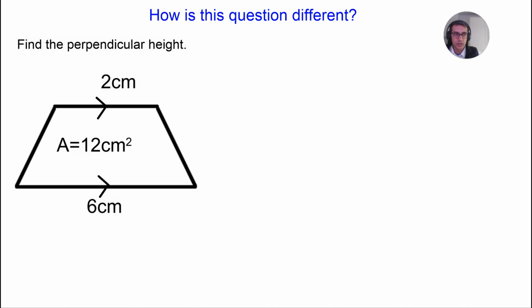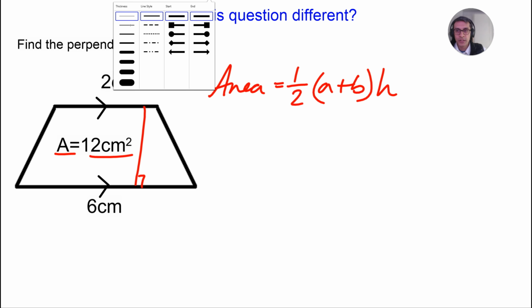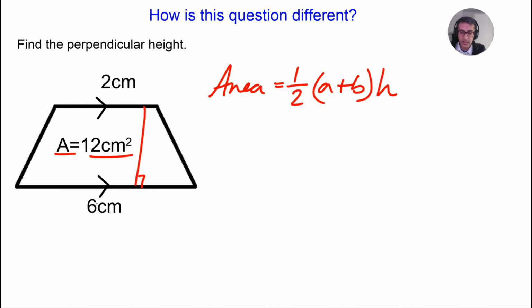Right, how is this question different to what we've been looking at so far? You might spot that the area is already given to us. The area is 12 centimeters squared, and this time we're going to find the distance between the two parallel sides. We're just going to call it H. So area, let's have a go here, equals half A plus B times H. Pause the video and see if you can work out the answer to this question by substituting these numbers into the formula till you get an answer.